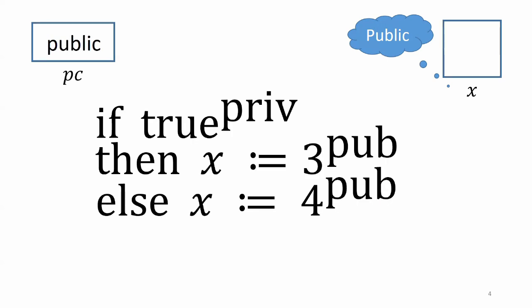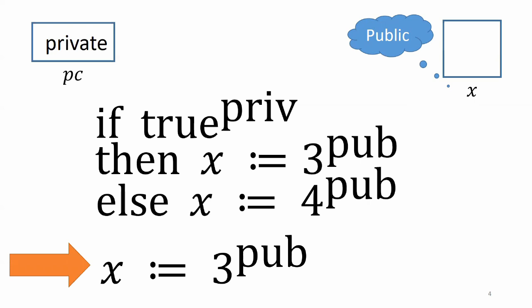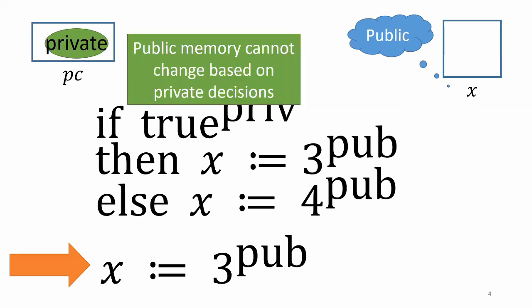The program counter becomes useful when we look at more complicated programs that include branches. For instance, this program branches on some private data and then stores a different public integer in the memory cell X, depending on the branch. When we type check this, we have to examine the branch X gets 3 at a public level, which is the same as with the program we saw before that type checked fine. However, now the program counter is private. One principle of information flow security that comes up in this case is that public memory cannot change based on private decisions. Therefore, we must not be able to type check and therefore not run this program.